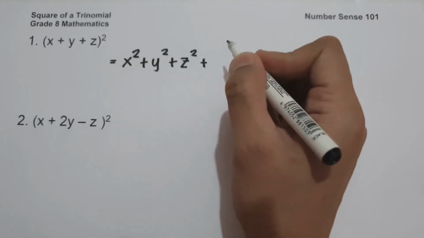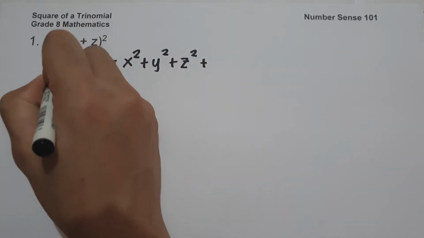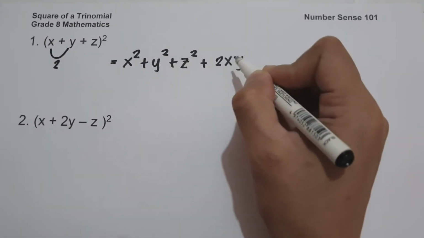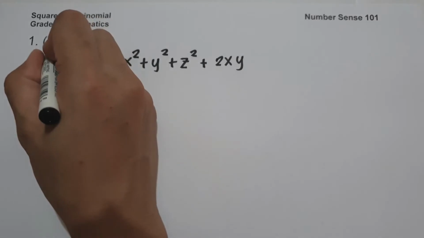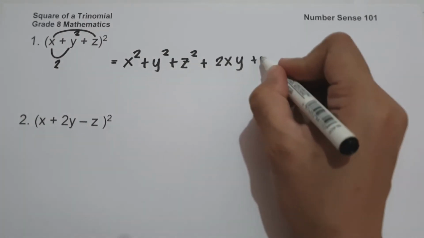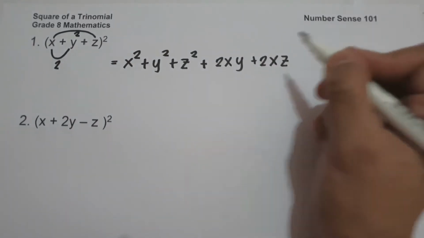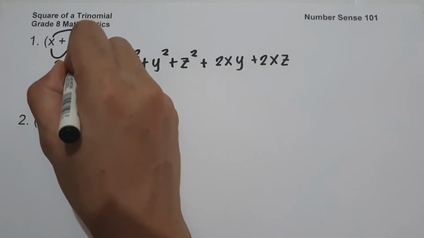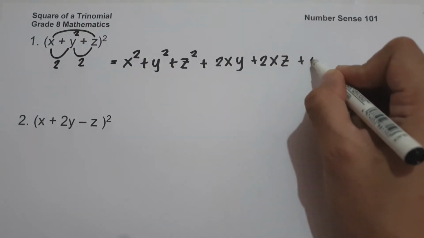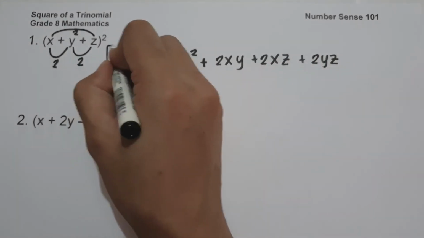And then the next step that we're going to do is to multiply the first and second term by the constant 2, that is 2xy. And then multiply the first and last term by the constant 2, that is 2xz. And lastly, multiply the second term to the last term by the constant 2, that is 2yz. And this will be our answer.